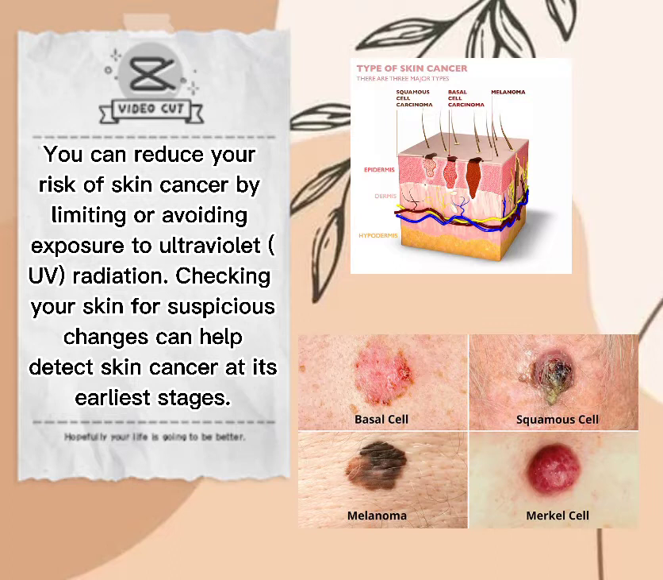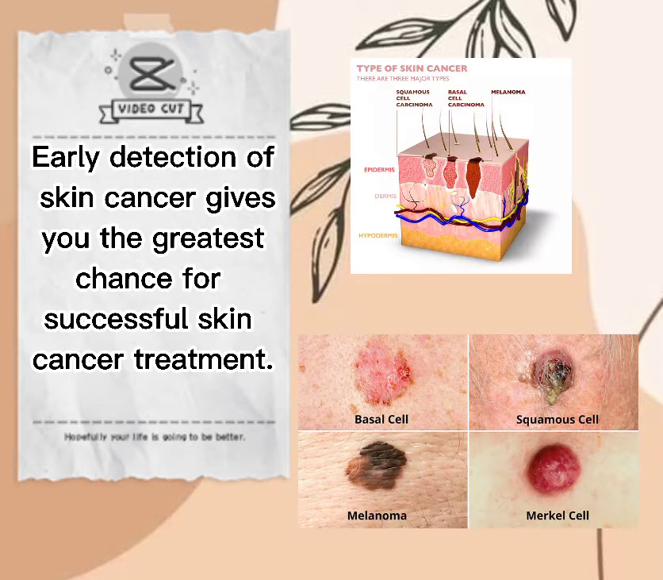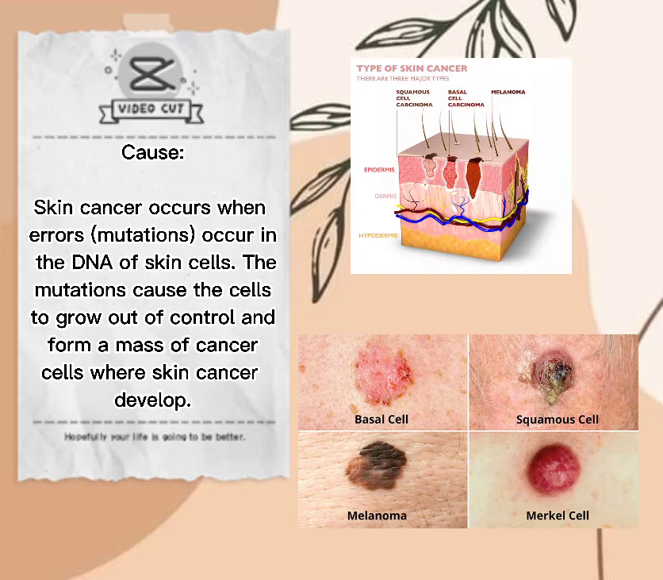Checking your skin for suspicious changes can help detect skin cancer at its earliest stages. Early detection of skin cancer gives you the greatest chance for successful skin cancer treatment. Cause: skin cancer occurs when mutations occur in the DNA of skin cells. The mutations cause the cells to grow out of control and form a mass of cancer cells, where skin cancer develops.